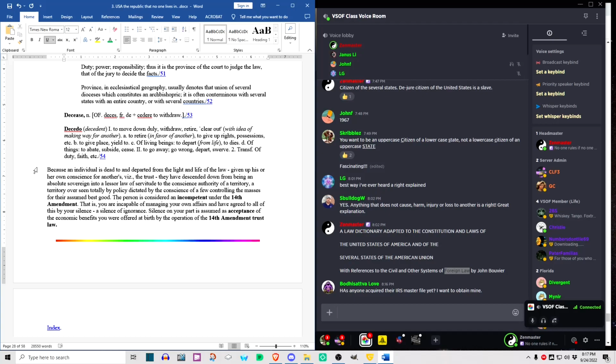The person is considered an incompetent under the 14th Amendment. I'll read that again. The person is considered an incompetent under the 14th Amendment. That is, you are incapable of managing your own affairs and have agreed to all of this by your silence. A silence of ignorance. Silence on your part is assumed as acceptance of the economic benefits you were offered at birth by the operation of the 14th Amendment trust.